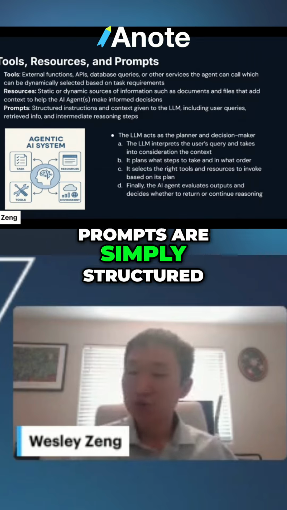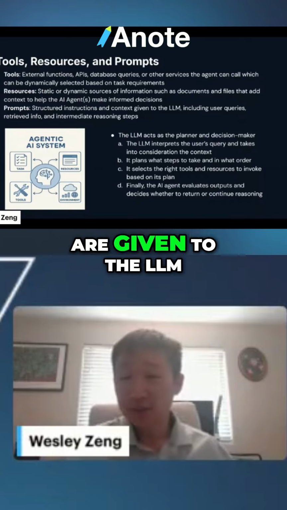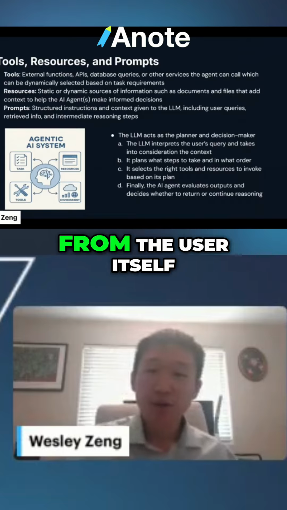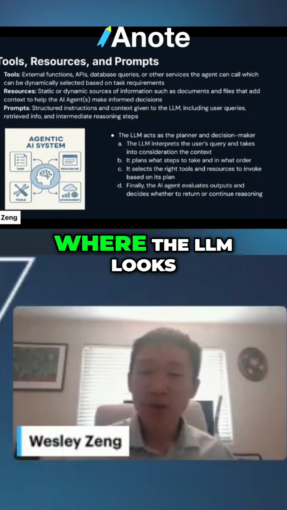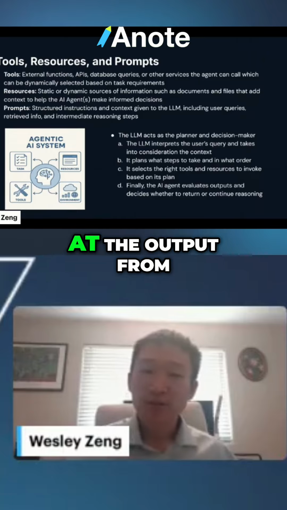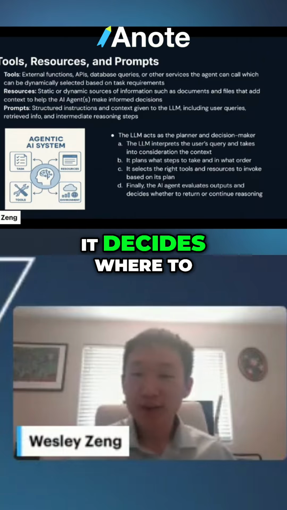Prompts are simply structured instructions in context that are given to the LLM. So this can come from the user itself, or it can be during intermediate reasoning steps where the LLM looks at the output from a tool and then decides where to go from there.